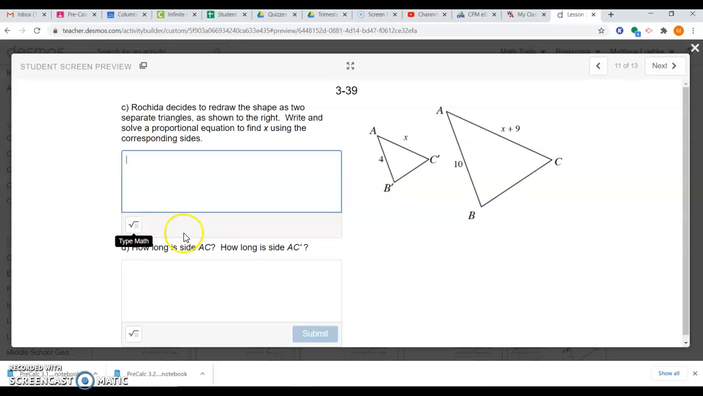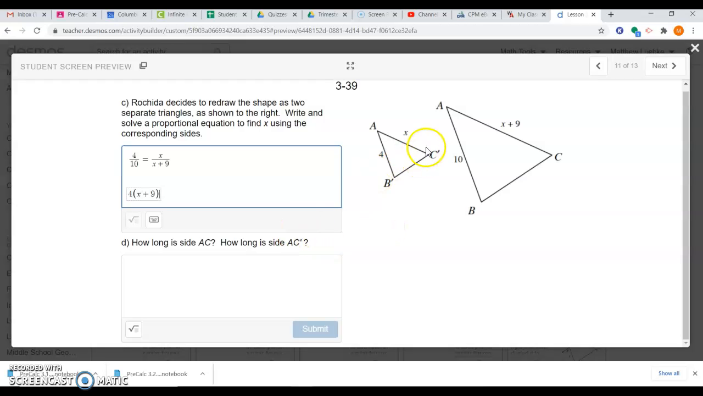Okay. And what that might look like is our corresponding sides AB and AB prime. So that could be 4 divided by 10, set equal to our other corresponding sides, which would be x divided by x plus 9. Now this looks kind of weird, but you can do 10 times x, we know that. And then we could do 4 times x plus 9. It's a little bit of algebra, but we can distribute that 4 into each term, and we can actually do that multiplication. Okay? Then when we have it, we should have this set equal to 10x. We should be able to solve it for x, and then we should be able to plug it back in to find AC and AC prime.